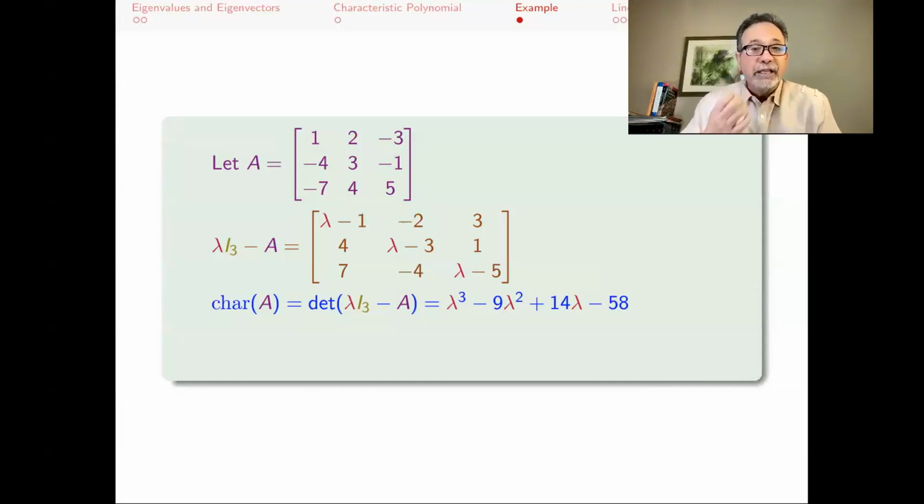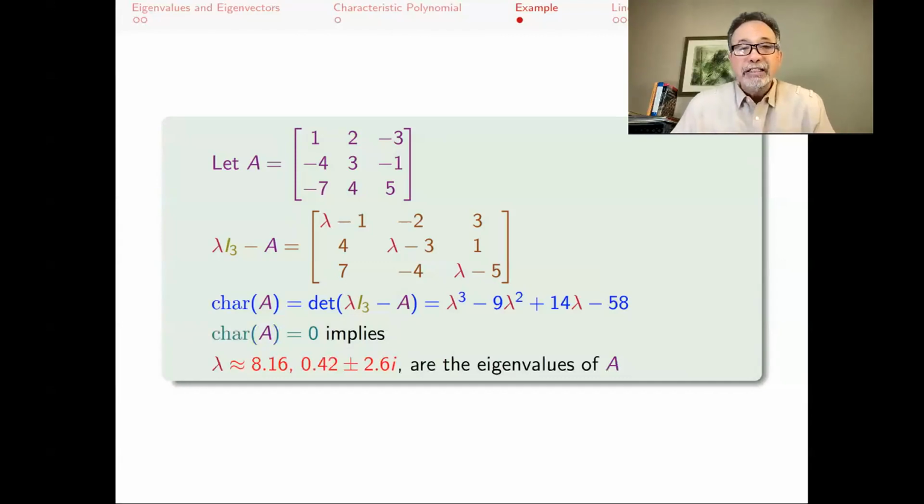In fact, there are theorems that say that sometimes you can prove that it's impossible to find a reasonable solution for them. But whatever they are, you can always approximate the solutions, for example, using Newton's method from calculus, the solutions meaning the roots of this polynomial. In this case, if you put this polynomial equal to 0, you will get that lambda is approximately 8.16 and 40.42 plus or minus 2.6i. The roots are actually two complex numbers and one real number. So if you want to limit yourself to real numbers, then this has only one eigenvalue, approximately 8.16.